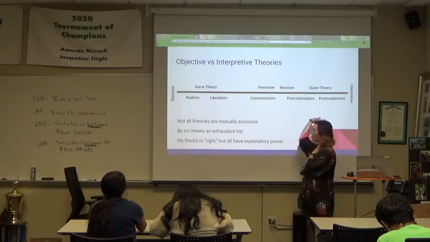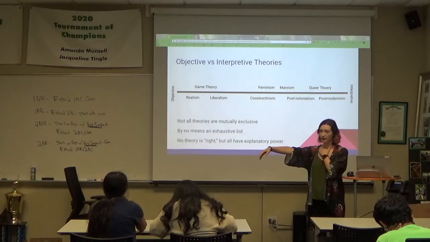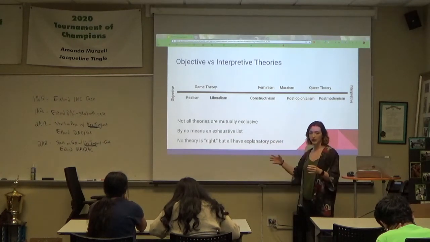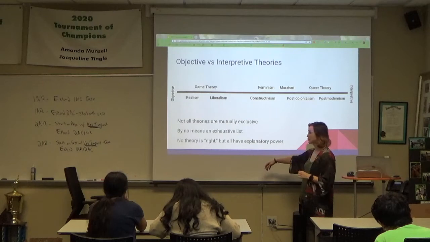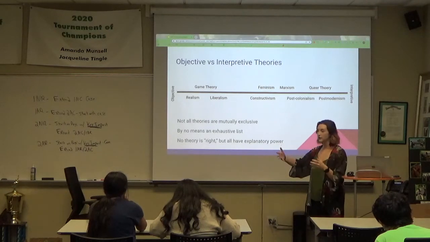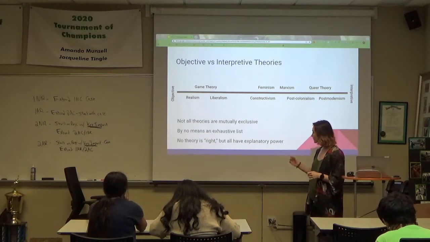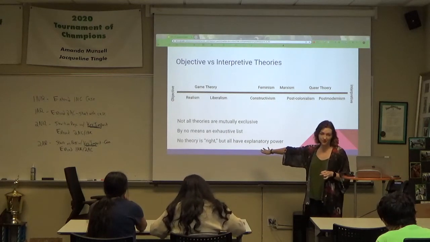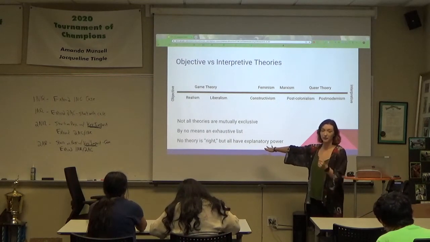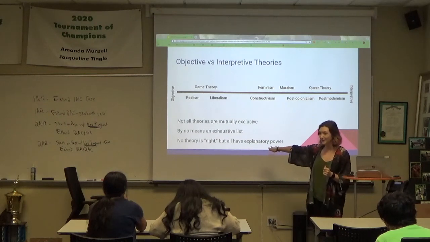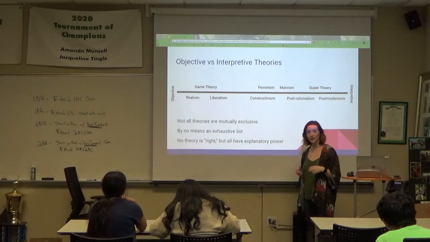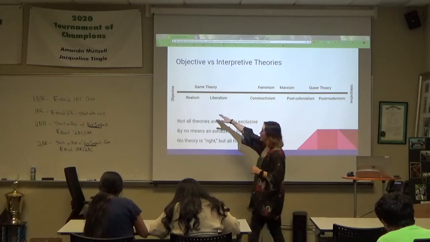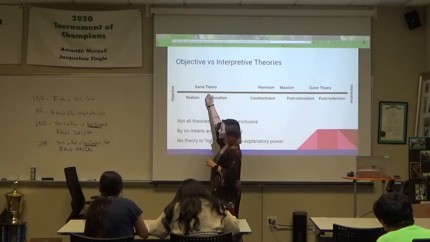And this is certainly by no means an exhaustive list of international theories. There are tons out there, and if you're interested in other theories after we're finished talking about this, there's a great textbook that I can send you that's fairly accessible for high school students. And so then, also, no theory is right, no matter what individuals of that theory may say. I'm pretty comfortable making that statement because, again, if any of them were right, we wouldn't have more than one. So over here on the objective side, we have realism, liberalism, and game theory.